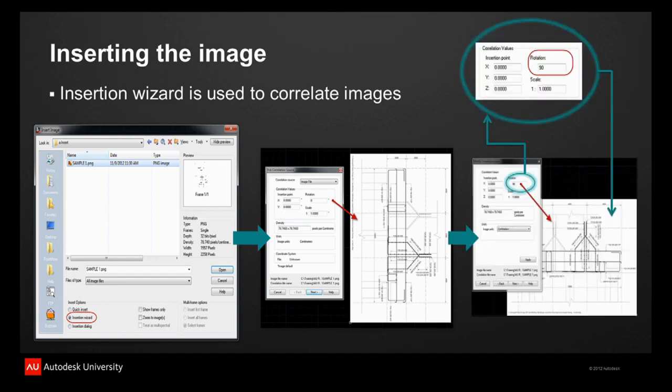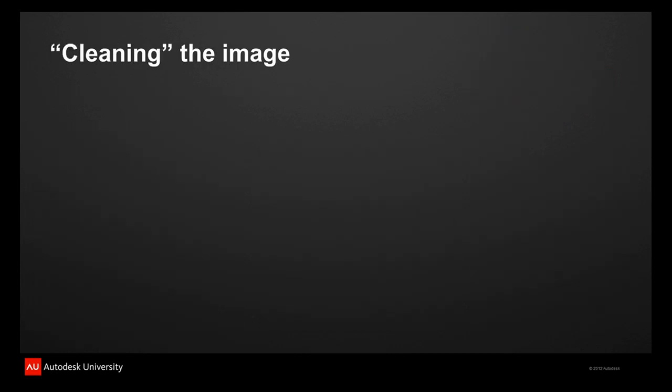But directly after I've done that, if I click on the next button, then I've got the opportunity to change some of these correlation values, switch the rotation to 90, change the scale if I wanted to, and then as you can see, the orientation of the image is the way that I would expect it to be. Right, so fairly simple, just insert, follow the steps, and insert the image. Alternatively, you can also insert the image without using the insertion wizard and select the image in AutoCAD and use standard AutoCAD features like rotate to rotate the image into the correct position. All right, that's the first step, inserting the image.